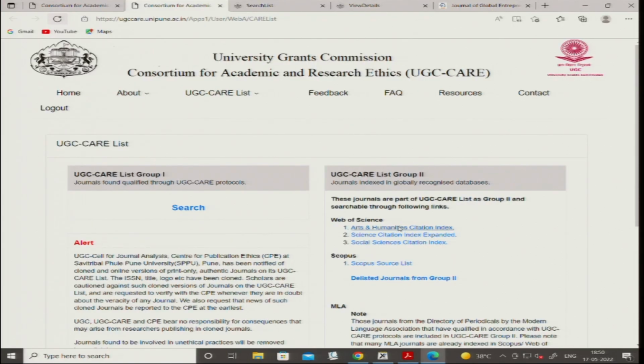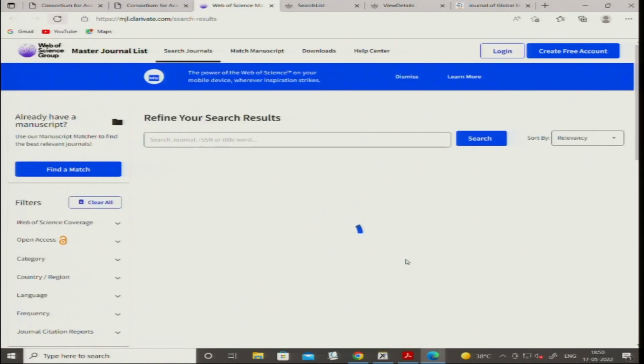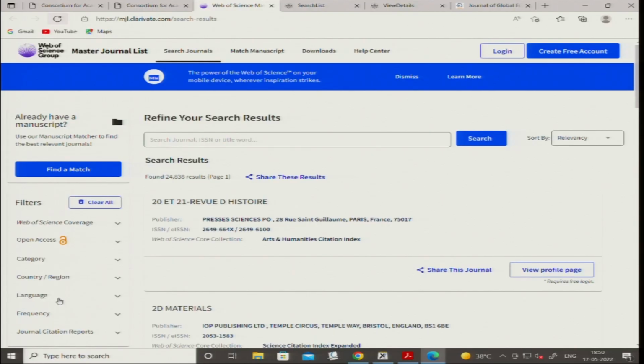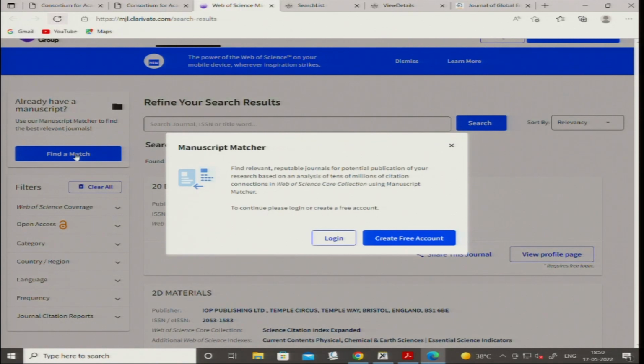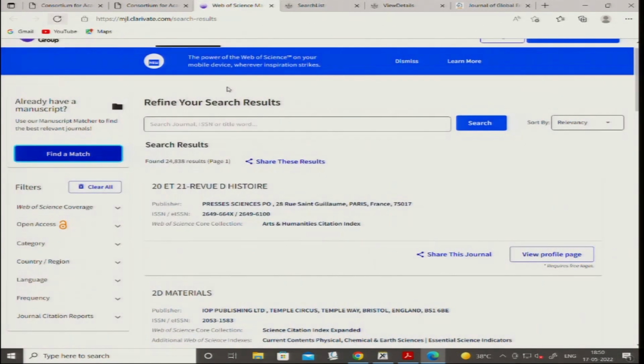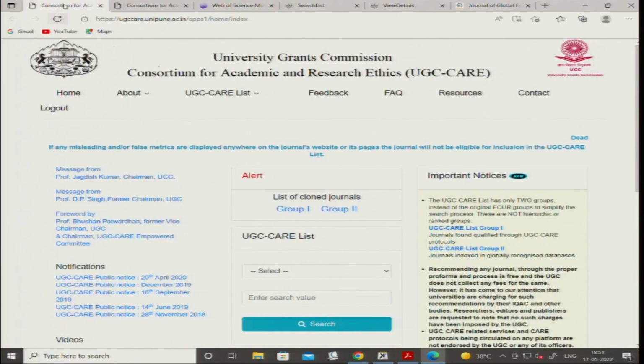When you click this, it takes you to the Web of Science page, and here you can explore your journal again in terms of choosing the subject. Here you have different analytics you can use to find a match. You can create a login, and then you can search the journal. So this is one way of finding a suitable journal by using the UGC CARE system.